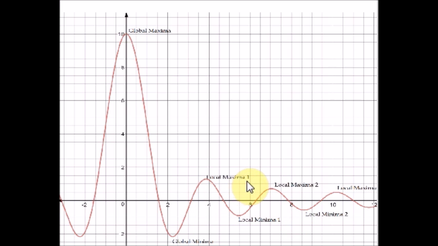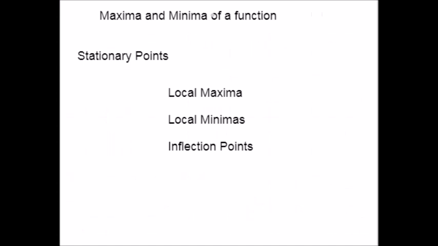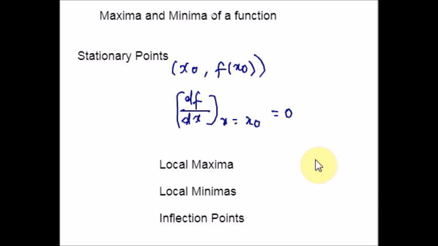Okay, now let us move on to the next point, stationary points. A stationary point on a curve is defined as one at which the derivative vanishes. That is, let us consider a point x0, y0. Consider this point as a stationary point of the function f of x if the derivative df over dx at the point x equal to x0 is equal to 0. So this point will be considered a stationary point if the derivative at that point is equal to 0.